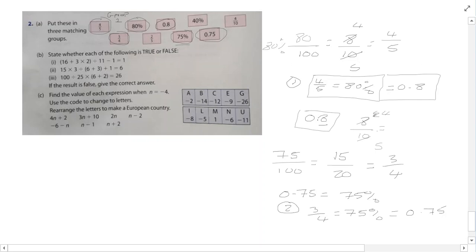And then that just leaves us with these other three here. So these would also be in a group of 3: 40%, 4 over 10, and 2 over 5. So this is group 2. And then group 3 then. I'll just write group 3 over here.